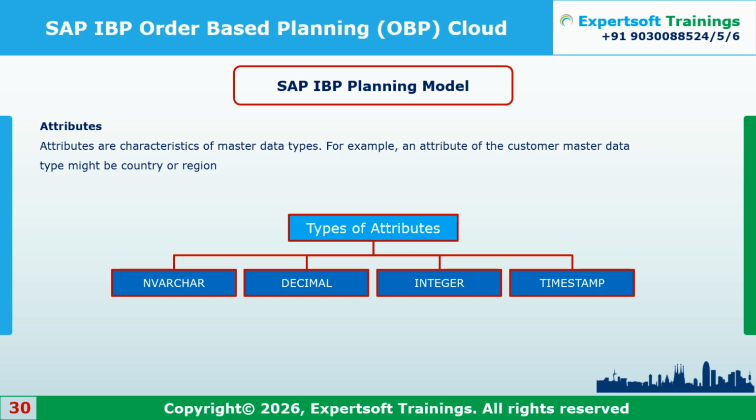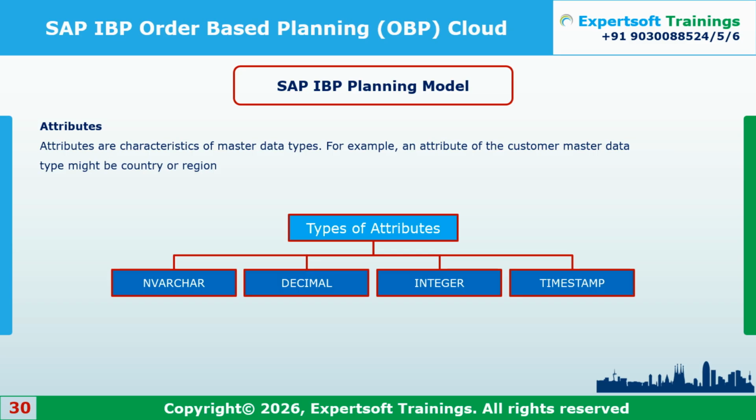And in order to determine your alphanumeric value like location ID, product ID, customer ID, which is a combination of alphabets and the numerical values, in those situations, we require an NVARCHAR data type.